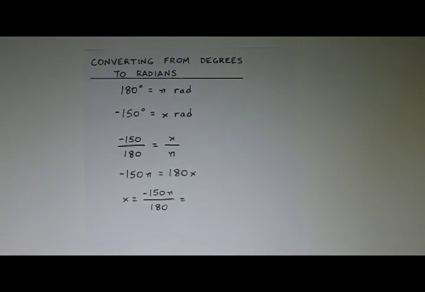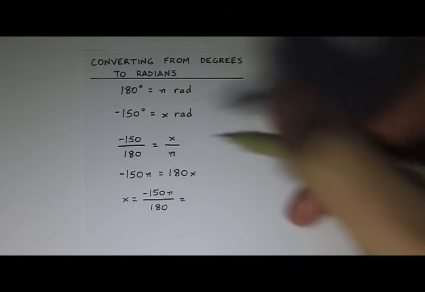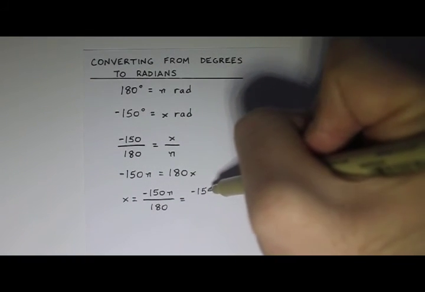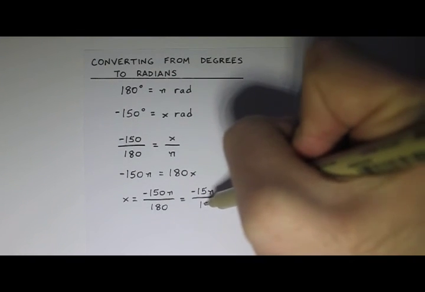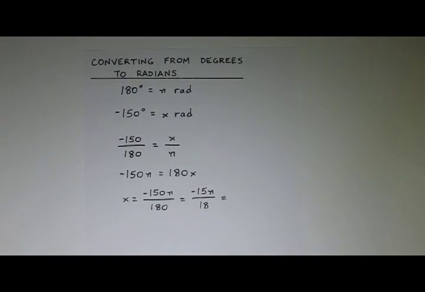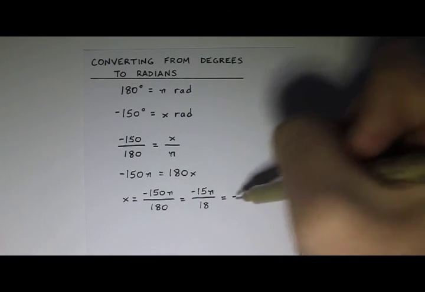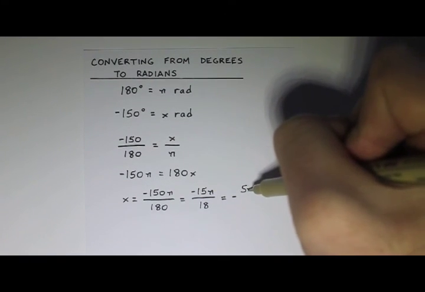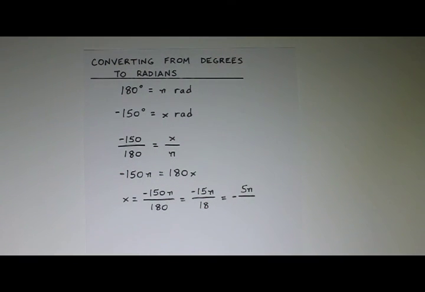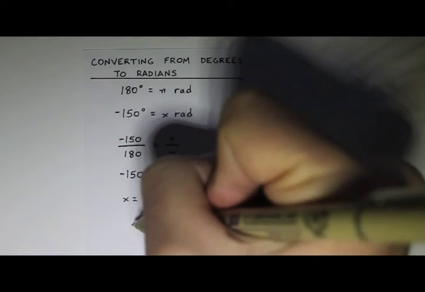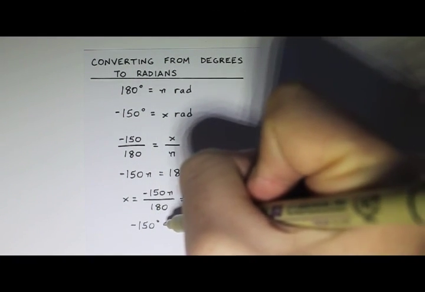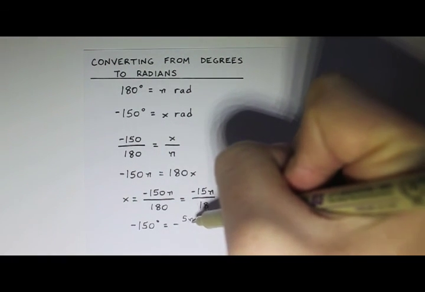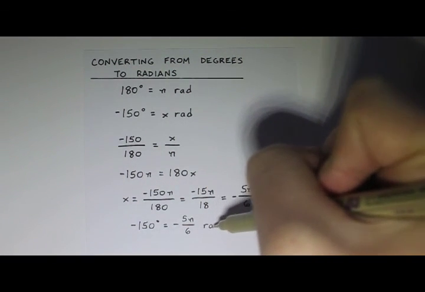And let's see, I can divide the numerator and the denominator by 10. They have that common factor, so this becomes negative 15 pi over 18, and I think there's another common factor here. It looks like 3 will go into both of those, and so this ends up being, let's see, 3 goes into 15 5 times, and it goes into 18 6 times, so we get negative 5 pi over 6. So I can say negative 150 degrees equals negative 5 pi over 6 radians.